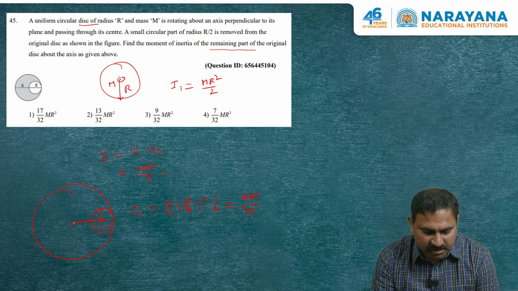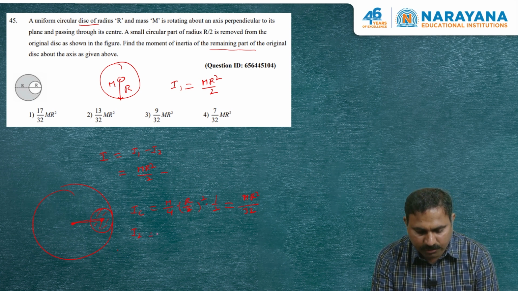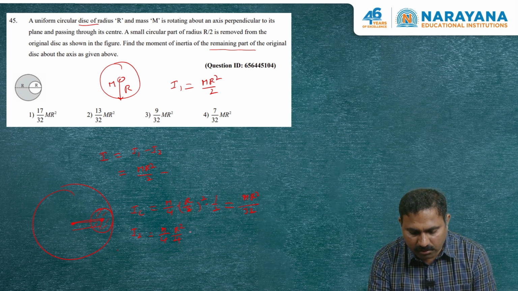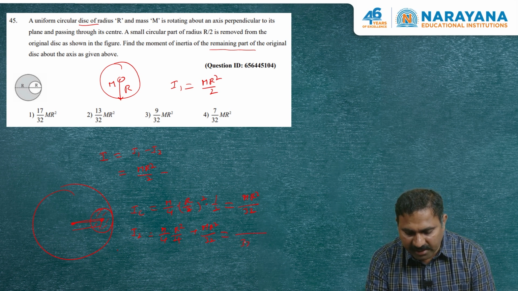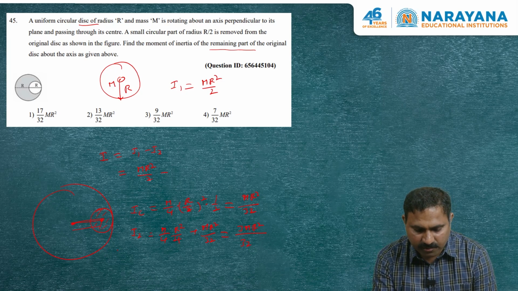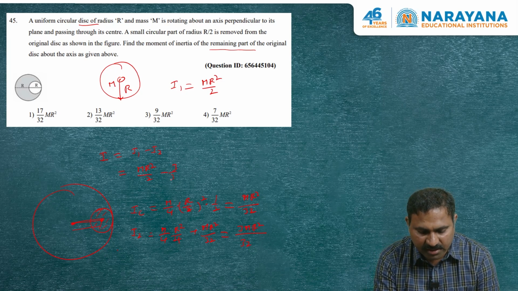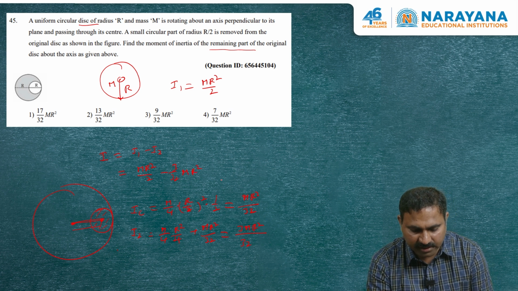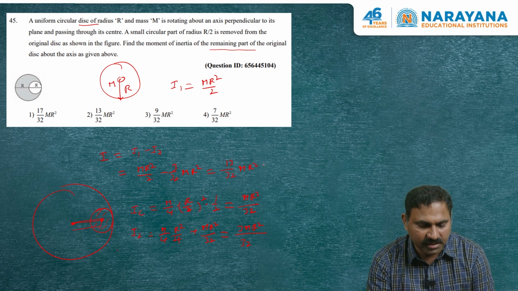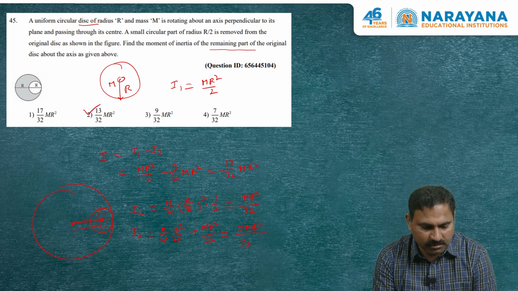Now using the parallel axis theorem from here to here, I2 will be m by 4, this distance is r by 2, so mr square by 4 plus mr square by 32. Taking 32 LCM, this is 3 times mr square by 32. The original value is mr square by 2, so I1 minus I2 is 13 by 32 times mr square, which matches option 2. Let us go to the next question.